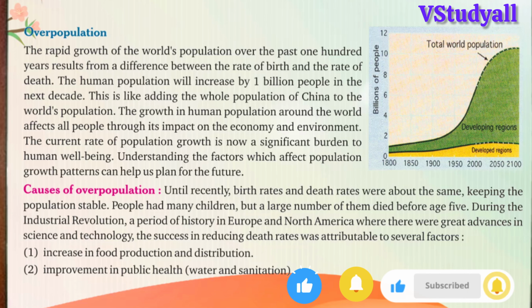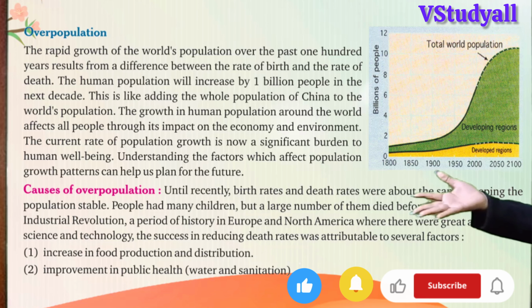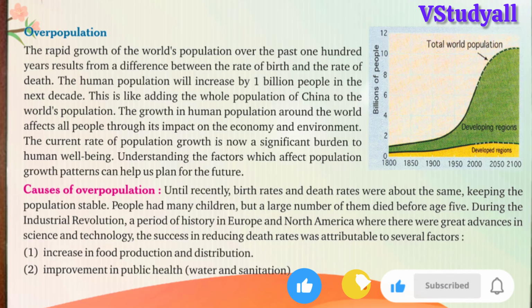Causes of overpopulation. Until recently, birth rates and death rates were about the same, keeping the population stable. People had many children, but a large number of them died before age 5. During the Industrial Revolution, a period of history in Europe and North America where there were great advances in sciences and technology, the success in reducing death rates was attributable to several factors.